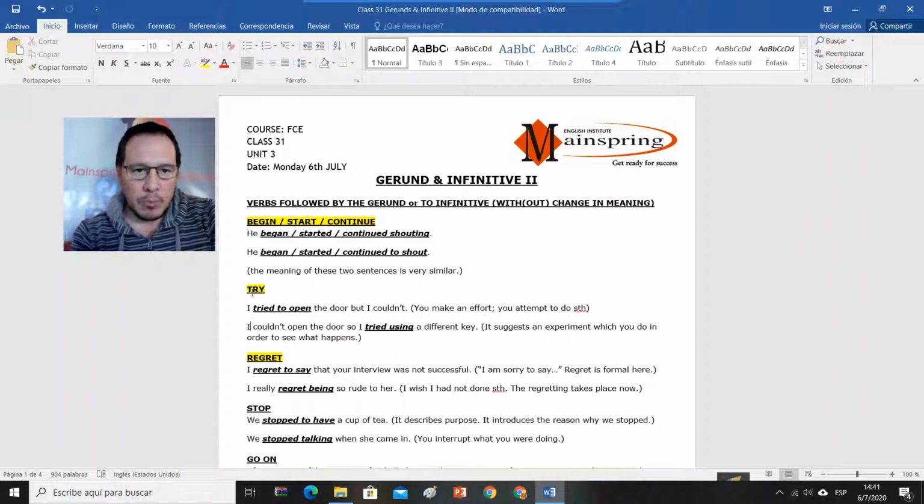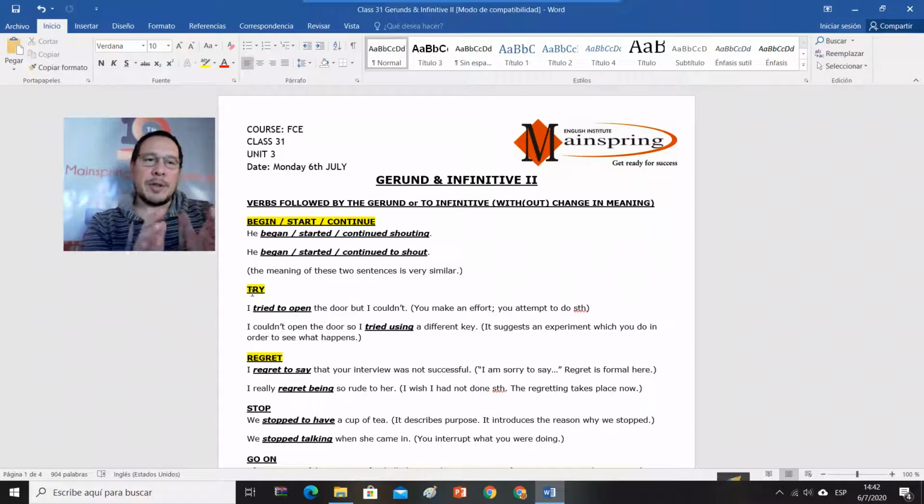Now, then we have try plus ing. I couldn't open the door, so I tried using a different key. It means that you used a different key. You didn't make an attempt. You didn't try to use a different key. You used a different key. That's why you tried using. But what does this try using mean? It means an experiment which you do in order to see what happens.